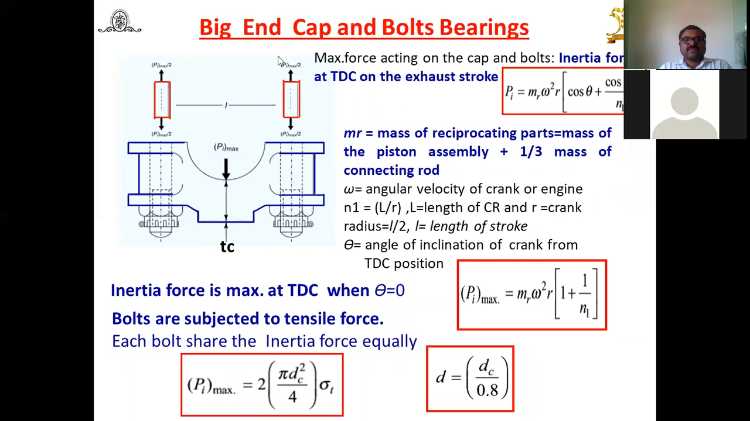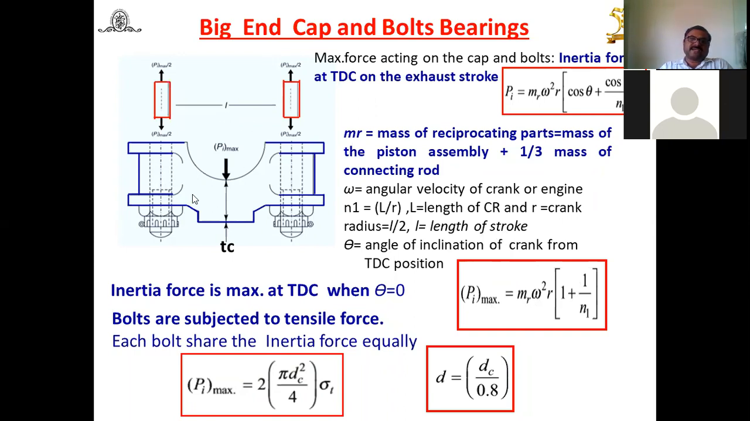So what we have to do: the inertia force is maximum when this theta, the angle of inclination of the crank, is 0. That means the vertical position. For the vertical position, you can substitute the value of theta equal to 0. So you will get the maximum inertia force PI max equal to this expression. Again, what is going to happen?